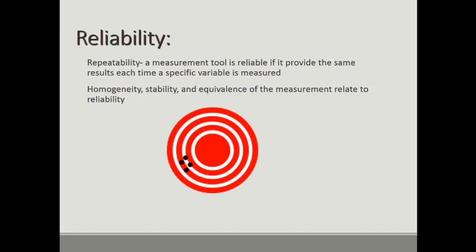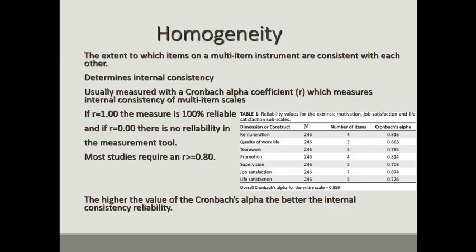You can see here on the bullseye that the location of the arrows hitting is far from the center of the bullseye, but they're almost all in the same place. That's a representation of a repeatable tool, but not an accurate tool. Reliability and validity are two different concepts.